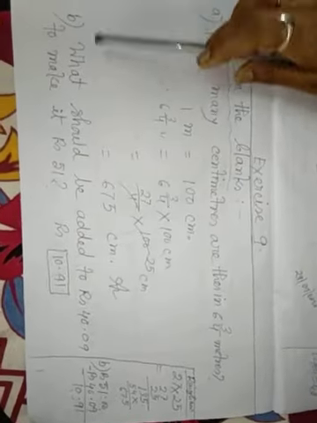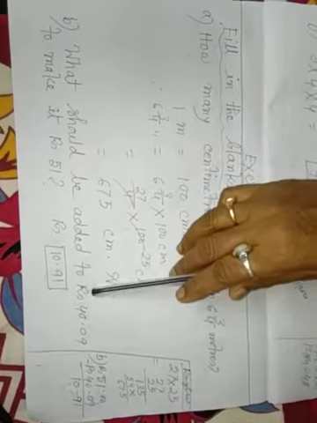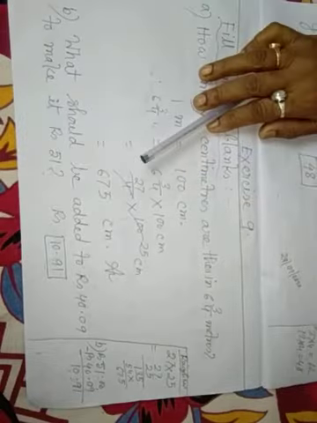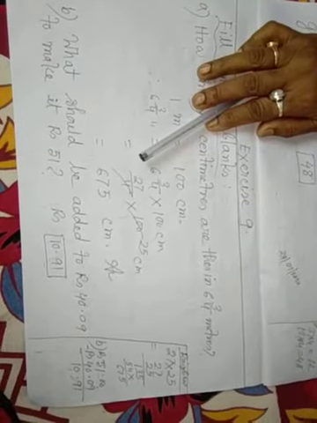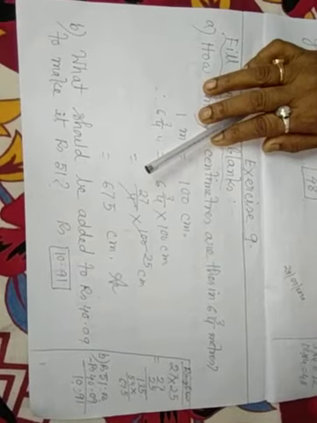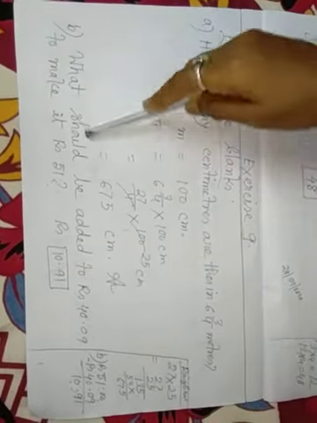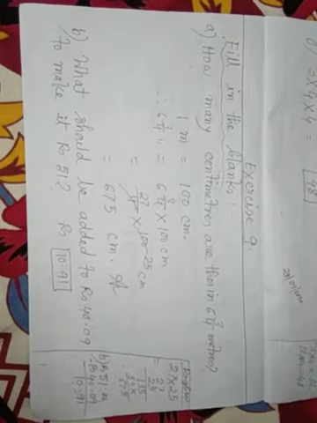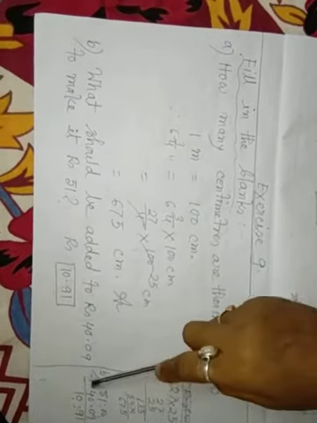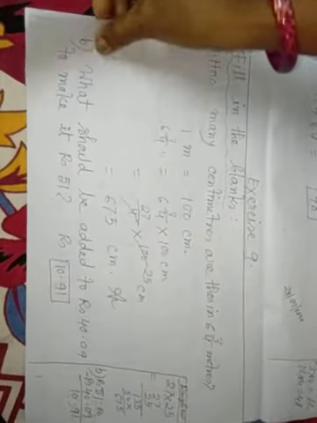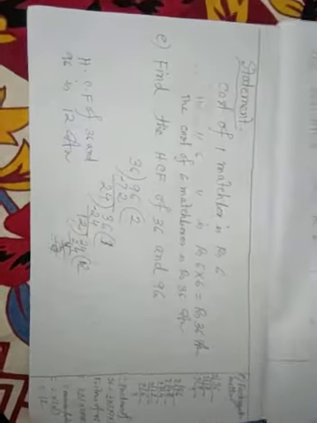Okay. B. What should be added to rupees 40.09 to make it rupees 51? If I say what should be added to rupees 5 to make it 8, so 8 minus 5, 3. Similar case, what should be added to rupees 40.09 to make it 51? Rupees 51 minus rupees 40.09, 10.91. So rupees 10.91, that is 10 rupees 91 paisa. C.